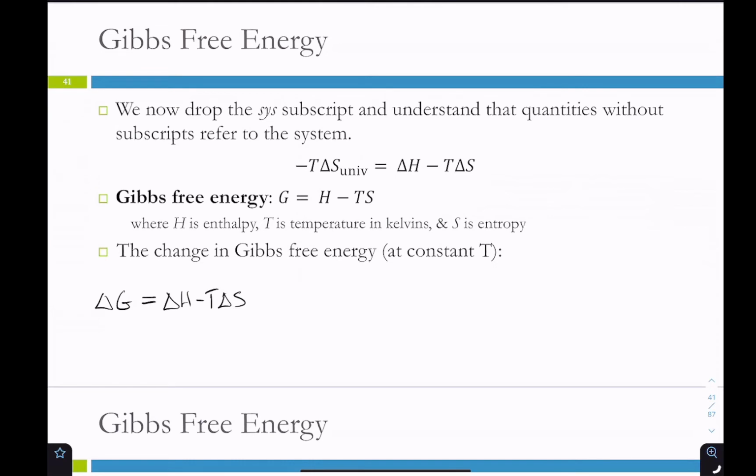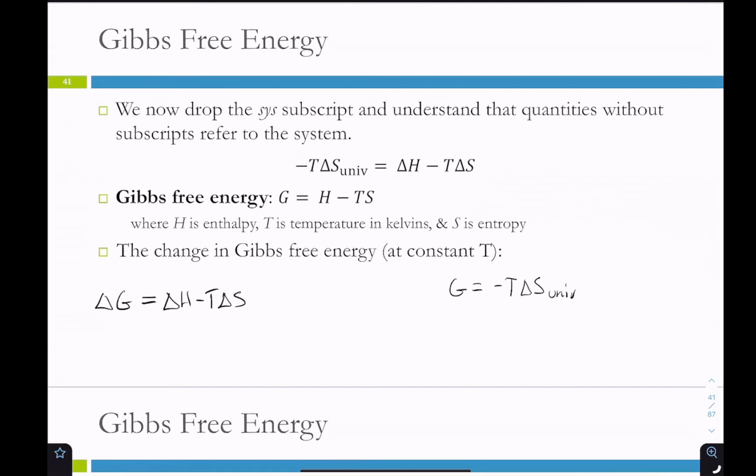Also good to remember is G is equal to negative T delta S of the universe. It's helpful to remember this because we're going to start talking about how we can use Gibbs free energy. So this relationship between G and the entropy of the universe is the basis for whether or not a reaction is spontaneous or non-spontaneous. But the relationship is sort of flipped.